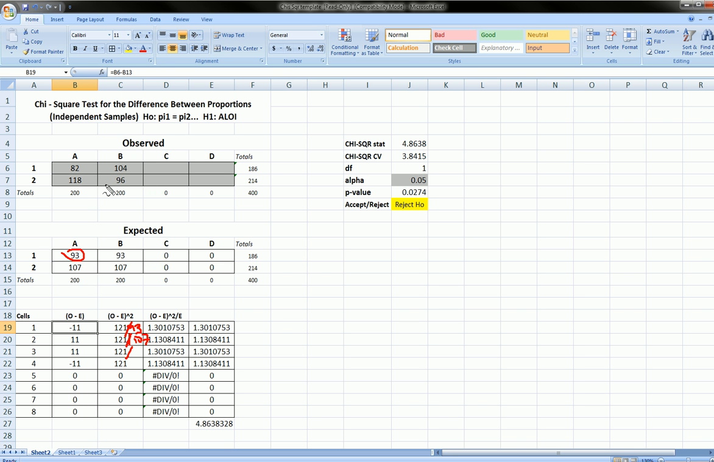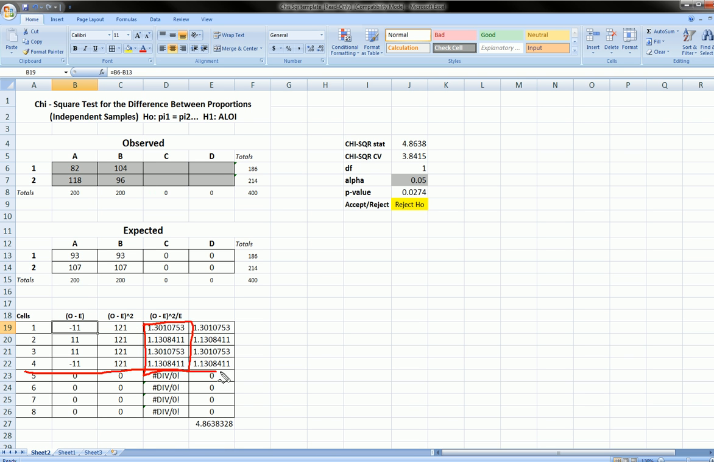This one here was this cell, group B, response 1, so that was 93. Remember, we're taking the expected, and that's why I've made these headings over here, so you can follow what I did. 93, and finally, this cell, group B, response 2, 107, okay? And we get this column, okay?